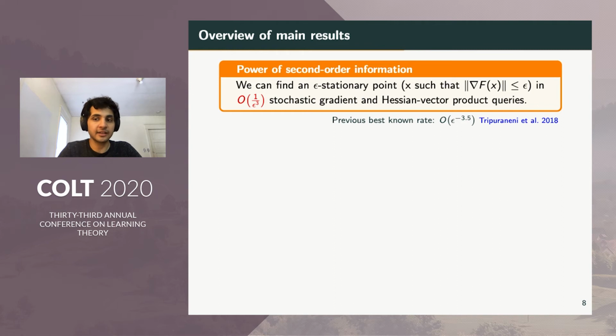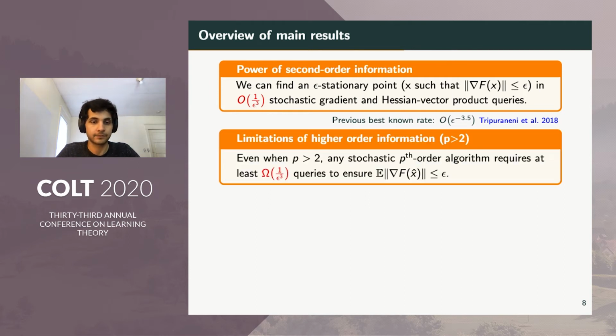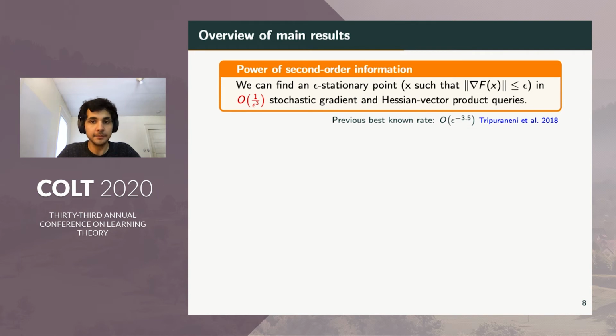Specifically, we provide an algorithm that finds an epsilon stationary point in at most 1 by epsilon cube stochastic gradient and Hessian vector product queries. Note that our algorithm uses second order or Hessian information through Hessian vector products only, which in many problem settings of interest, for example in deep neural networks, can be computed as efficiently as computing a stochastic gradient.